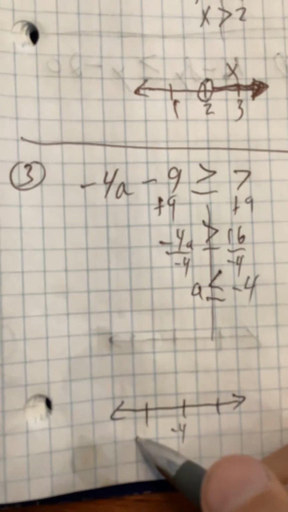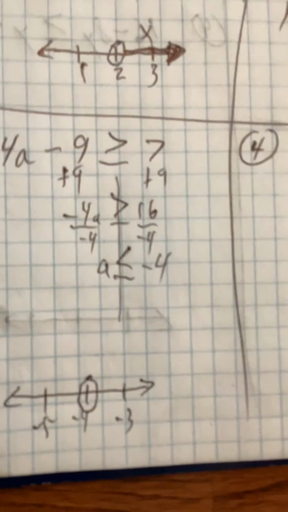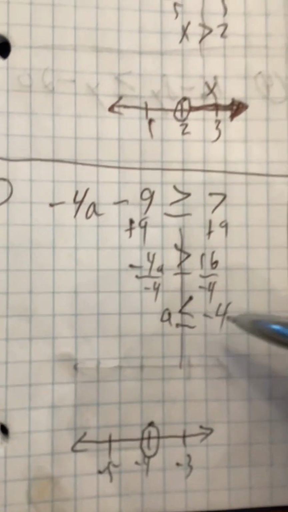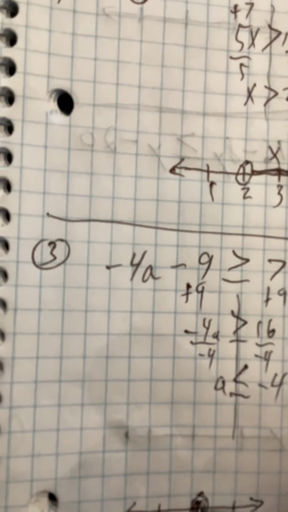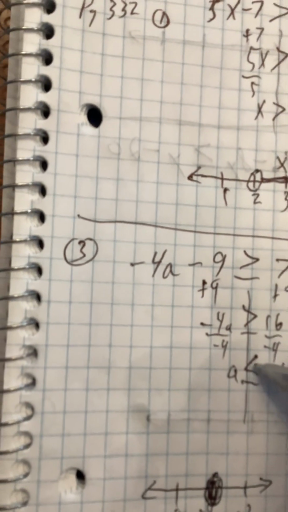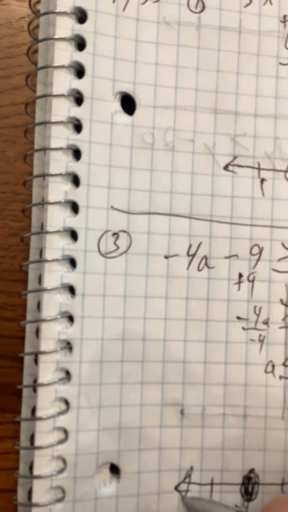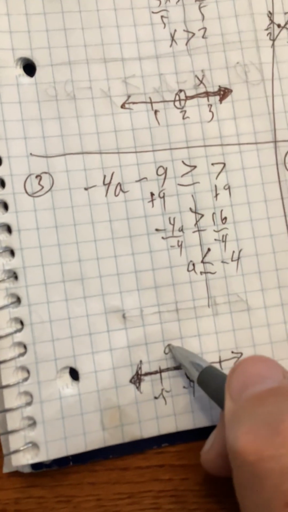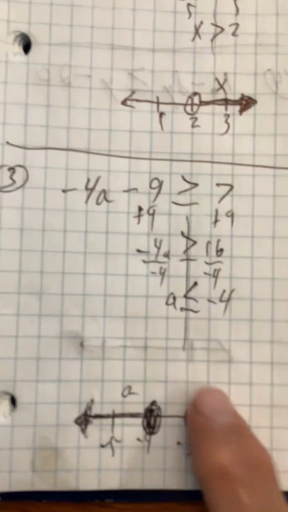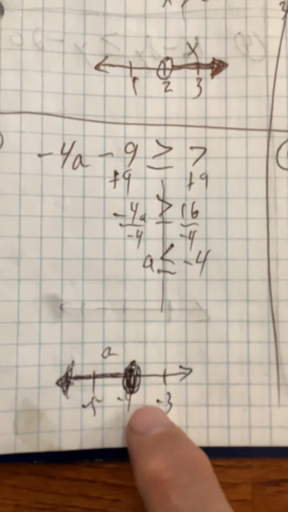So here's my negative 4. So you put a negative 5 out here and a negative 3 over there. Here's my circle. Do I shade in the circle? Yes. Why? Because it equals. It equals negative 4. Which way do I shade? Well, the arrow tells me. I shade in that arrow, and I shade in between. I put my letter there.